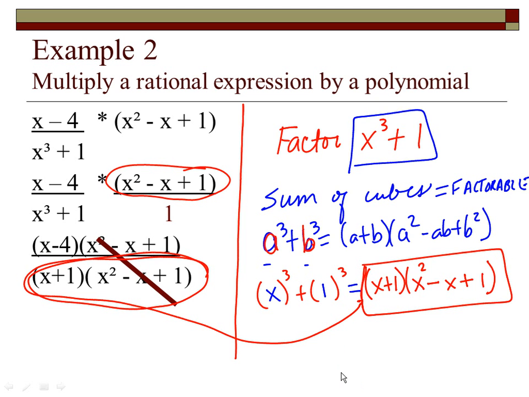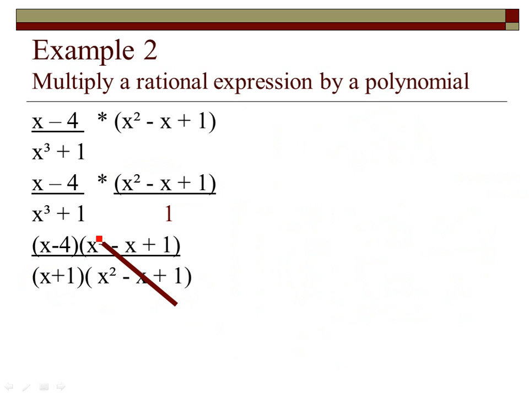That is why these two cancel out, because that happened to be a factor that was in x cubed plus 1. So the answer, of course, is x minus 4 over x plus 1.